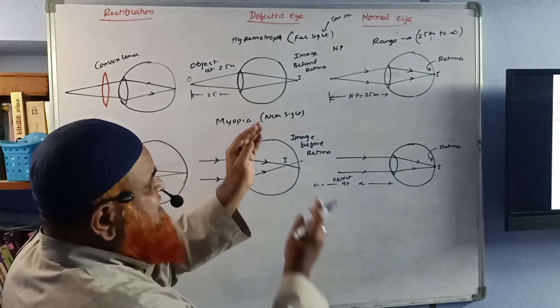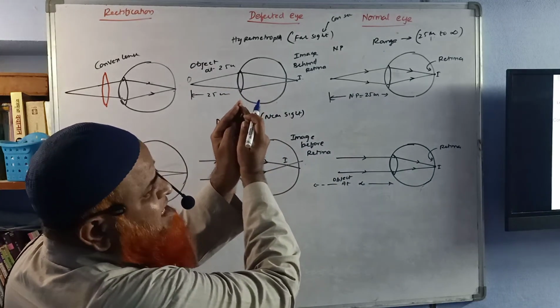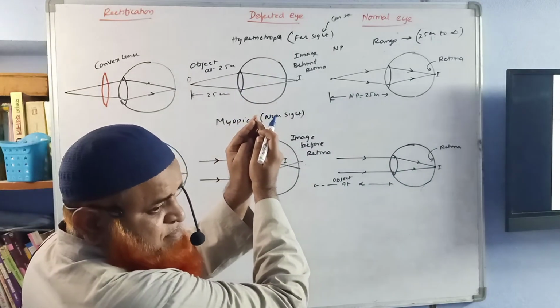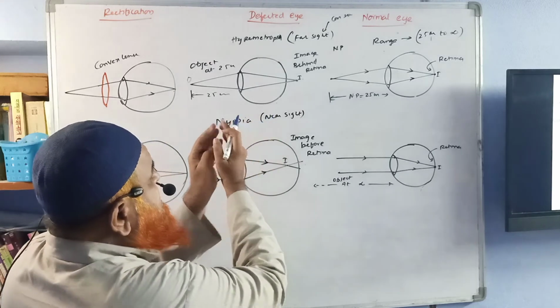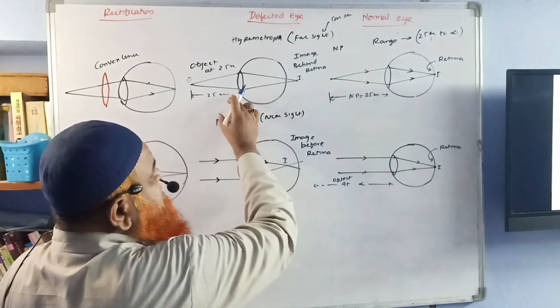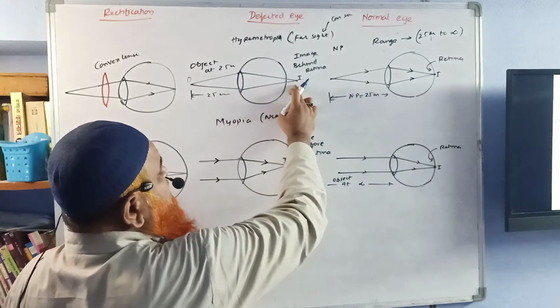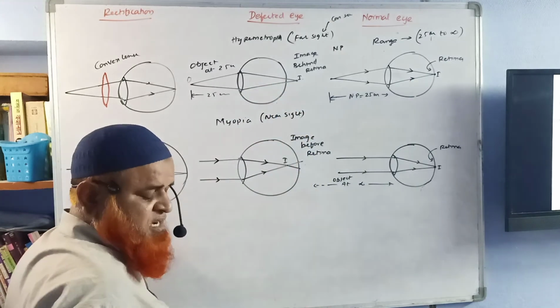Because the convex lens is unable to expand as required. The required expansion does not take place. It is unable to expand properly. That's why the image is falling behind the retina.